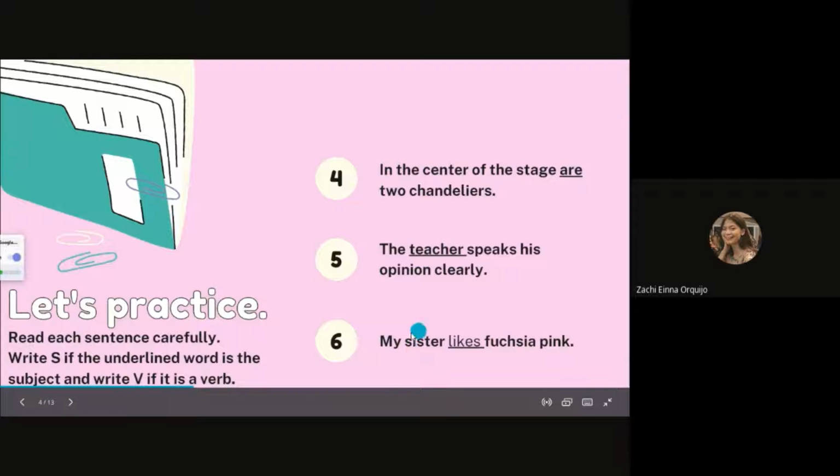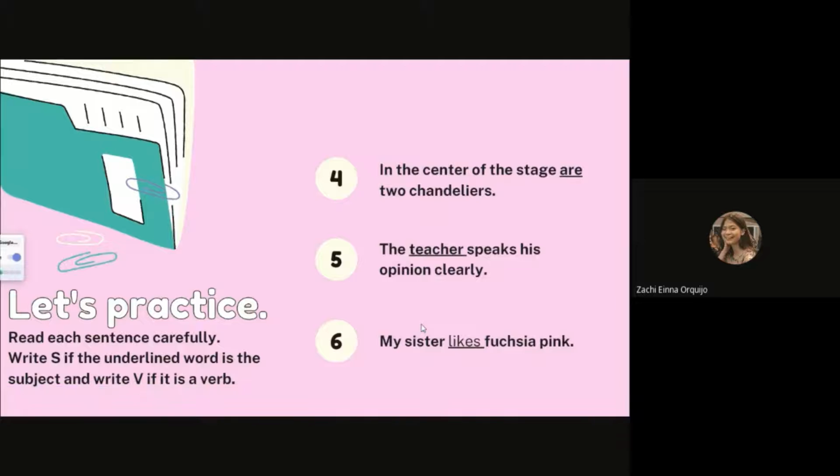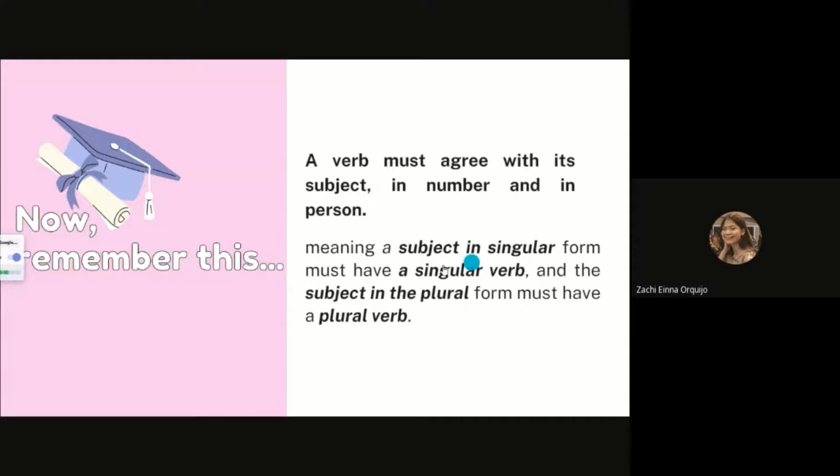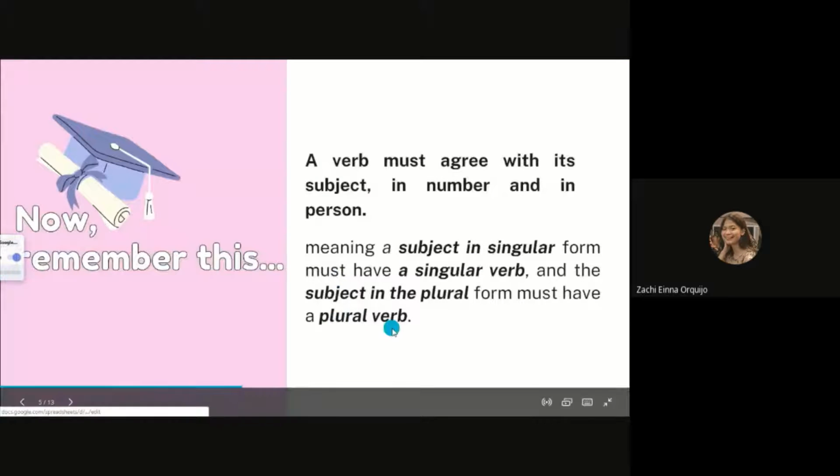Katulad din itong my sister likes. So, isa lang naman yung sister, hindi naman sinabing my sisters. So, pag may sisters, like lang siya, walang S. Pero dahil singular lang ang pinag-uusapan natin o yung sister, isa lang, kaya tayo naglalagay ng S sa dulo ng verb. Kaya my sister likes. So, this one or this verb agrees with the subject. So, pag singular ang subject, singular din ang verb. Kapag plural ang subject, plural din ang verb.